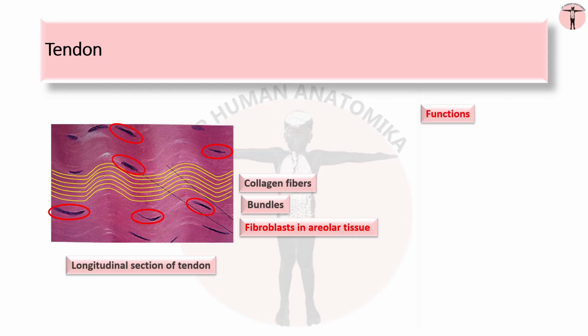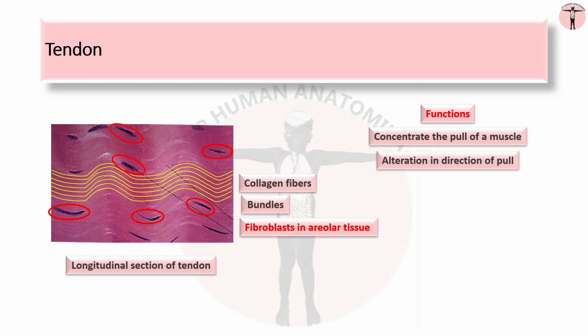The function of tendon is to concentrate the pull of a muscle on a relatively small area of bone. By curving around bony pulleys or under retinacula, they allow alterations in the direction of pull. Tendons also allow the muscle mass to be placed at a convenient distance away from its site of action.